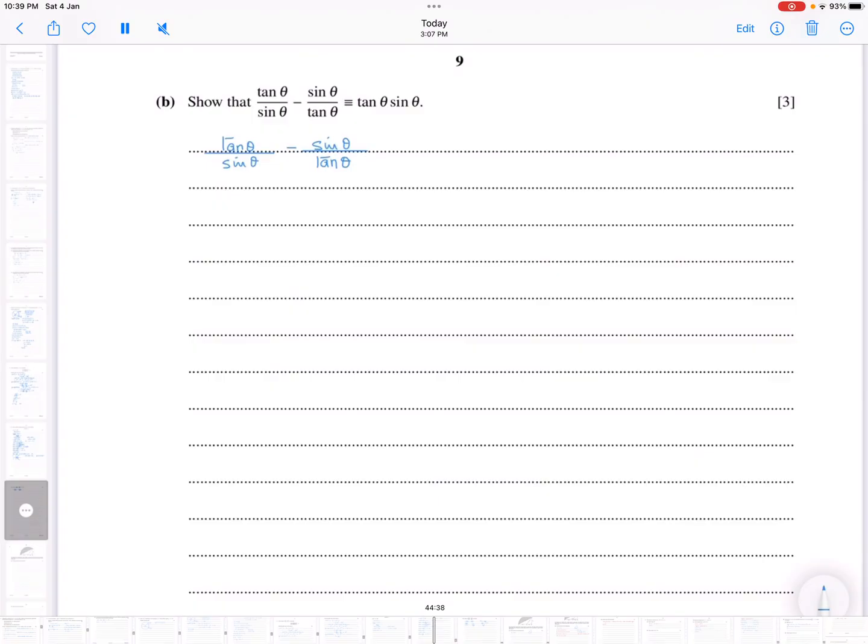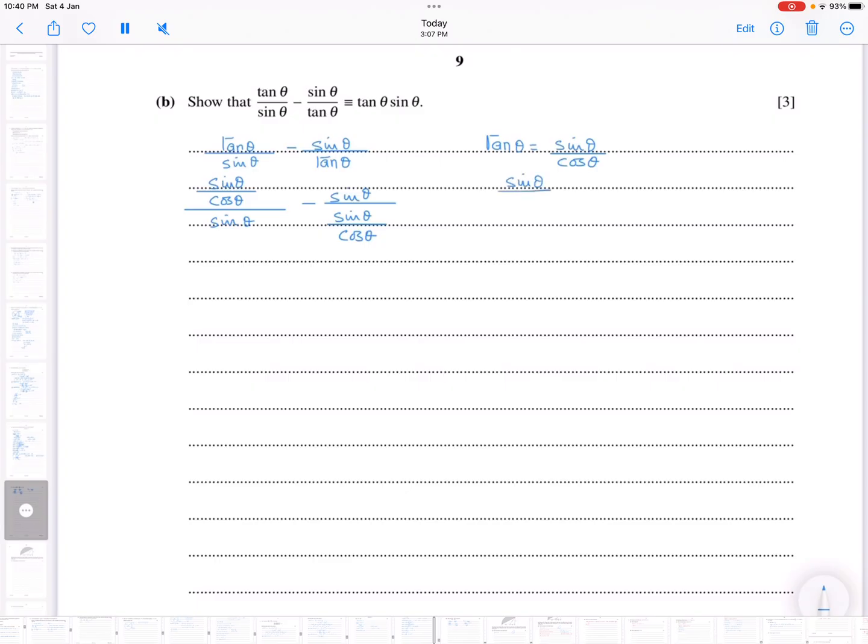In place of tan theta, I am going to use its identity, which is sin theta over cos theta. So tan theta equals sin theta over cos theta. So I am going to use this: sin theta over cos theta, whole over sin theta, minus sin theta over, now instead of tan theta I am going to write sin theta over cos theta. Now one by one simplify this.